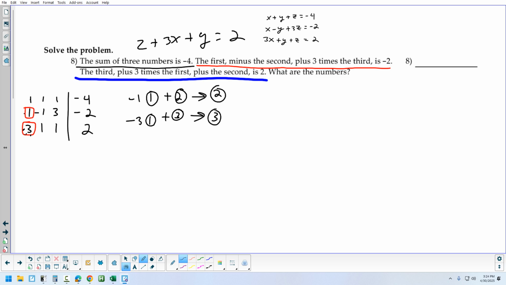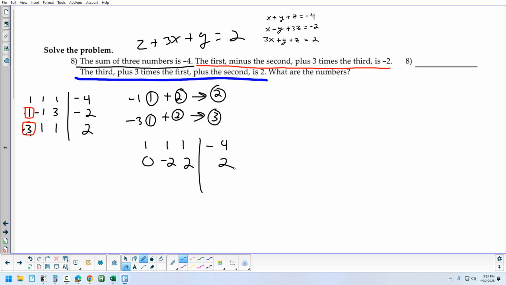So multiply everything by negative 1 and then add it to the second. What's 1 times negative 1? Negative 1. Plus 1? 0. What's 1 times negative 1? Negative 1. Plus negative 1? Negative 2. What's 1 times negative 1? Negative 1. Plus 3? 2. And what's negative 4 times negative 1? Positive 4. Positive 4 minus 2? 2. And the fact that all those are 2's is going to make the next step easier when we get to it.